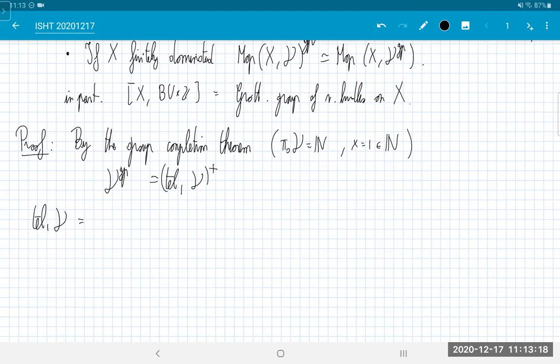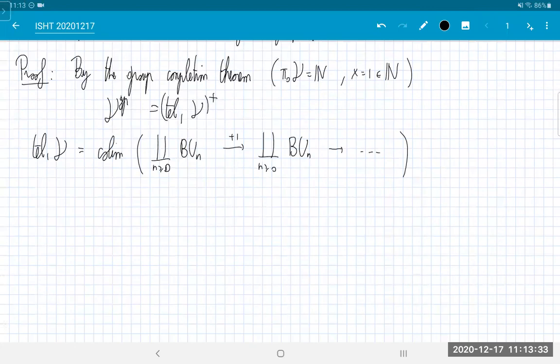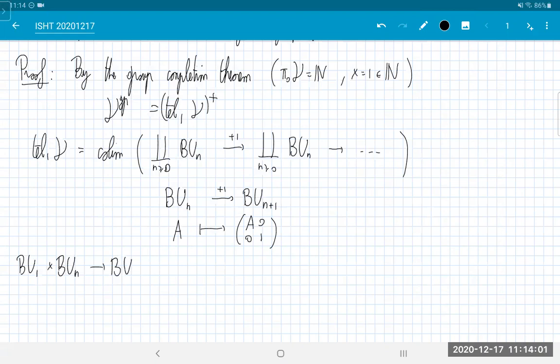So what is this telescope? It's the colimit of adding one. So we have this plus one. And if you look at the definition, at the nth component, this plus one is just this map here that sends A to A ⊕ 1. That's because this comes from the map BU1 times BUn to BUn+1, which is induced by this map here, taking block matrices. And then I'm taking just the base point corresponds to the identity.